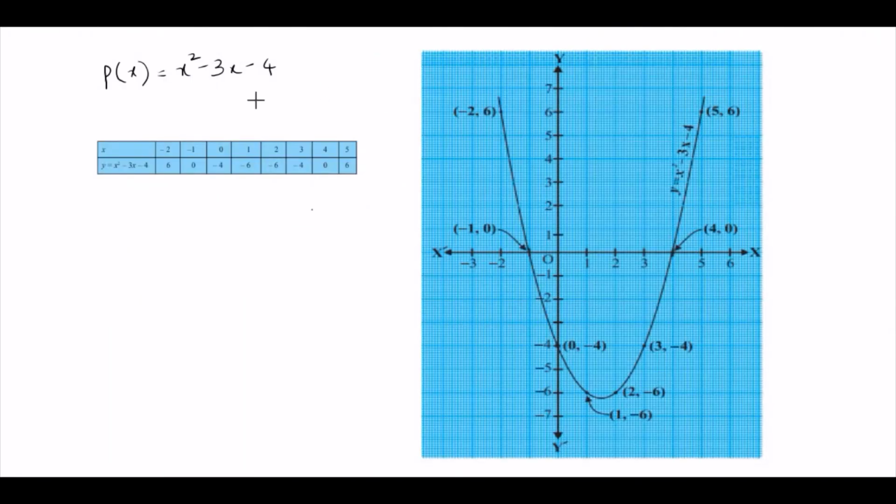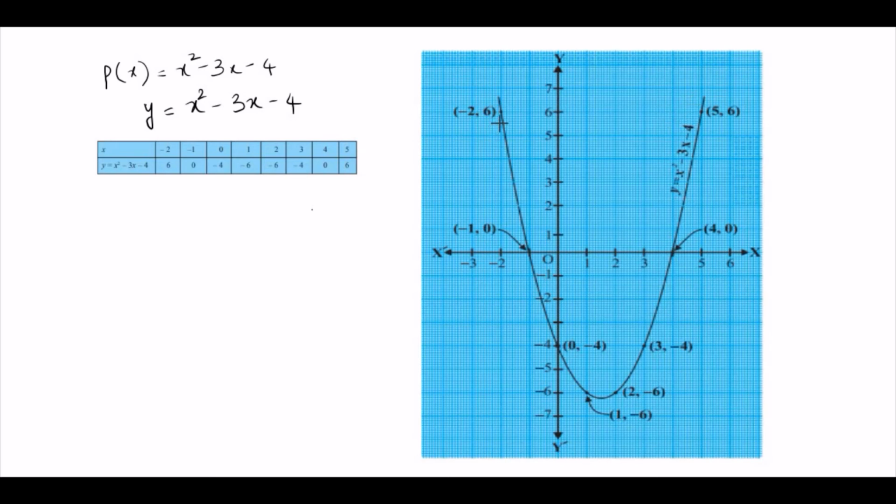Now let's check the geometrical meaning of a quadratic polynomial. Let the polynomial be p of x is equal to x square minus 3x minus 4. You can write it as y is equal to x square minus 3x minus 4 and give random values for x and plot the graph for different values of y. So you will get the graph like this, that is a parabola.